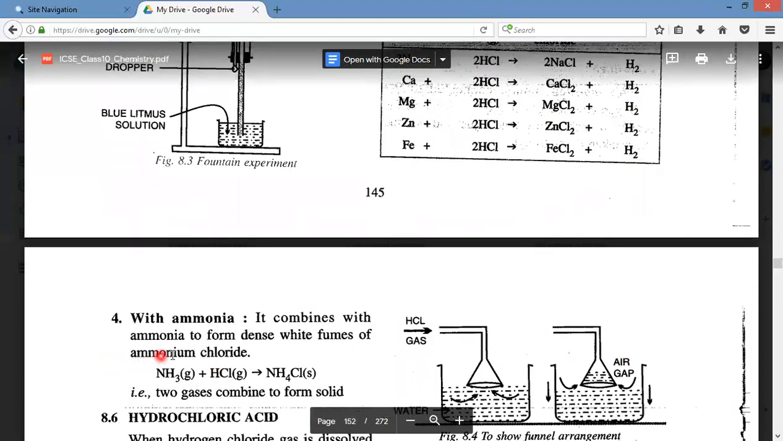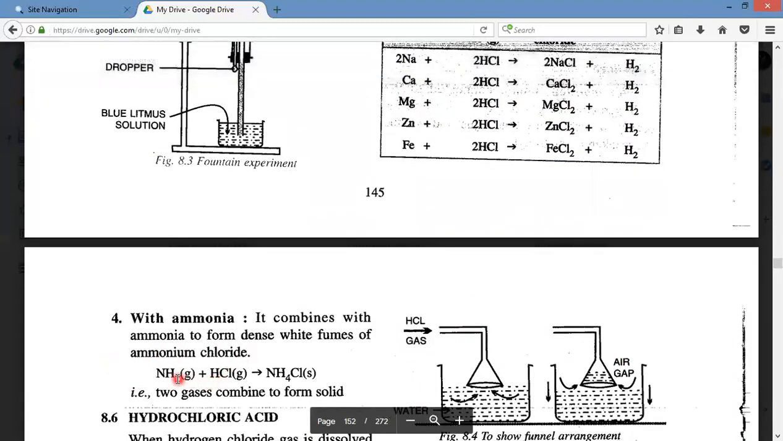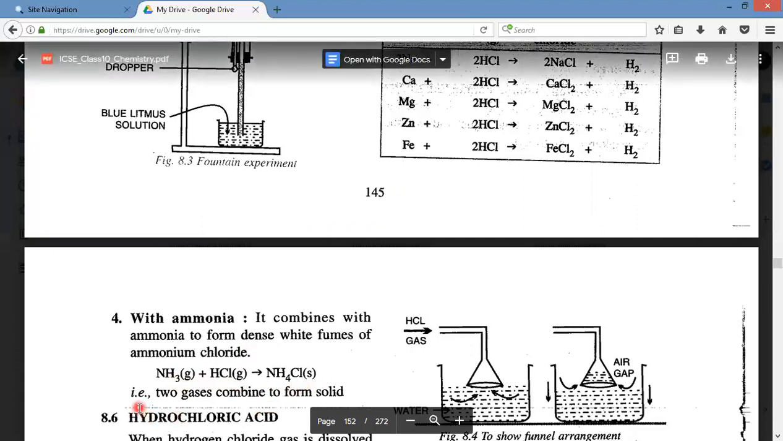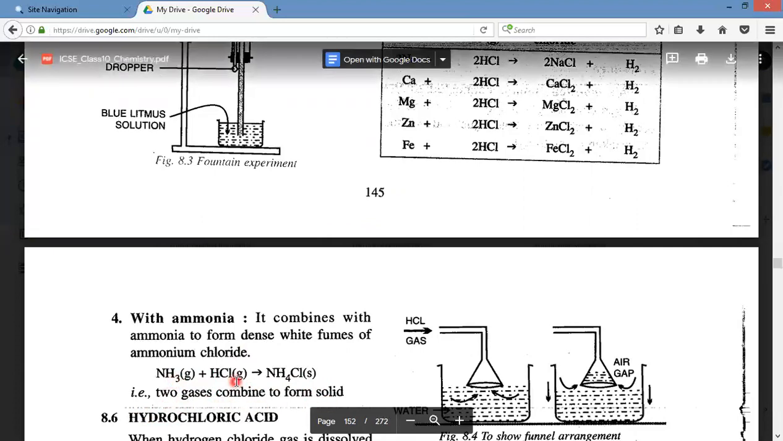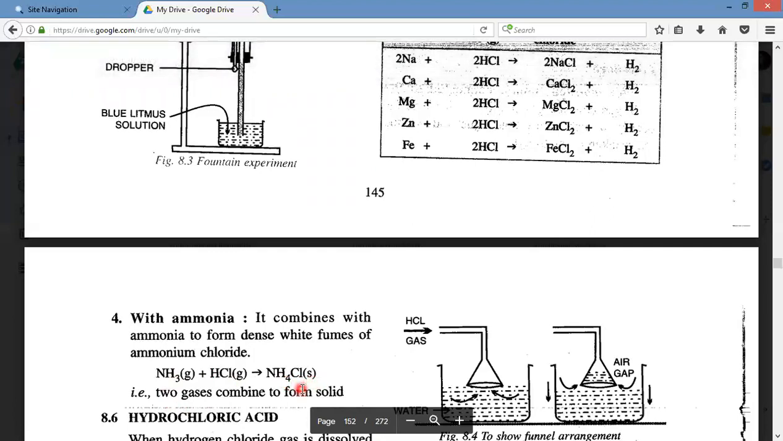After that, treatment with ammonia. It reacts with ammonia gas, and the reaction leads to a white solid, that is ammonium chloride. With that, a very important question comes like this: name the solid formed when two gases combine. When two gases combine, then ammonium chloride is formed.